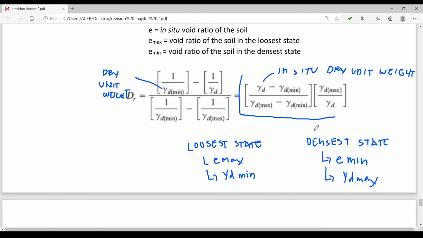In terms of your dry unit weight naman, ito po yung equation natin. Ito na lang po yung gamitin niyo. So that is in situ dry unit weight minus your minimum dry unit weight, all over your maximum dry unit weight minus your YD min, then quantity of YD max all over your YD.